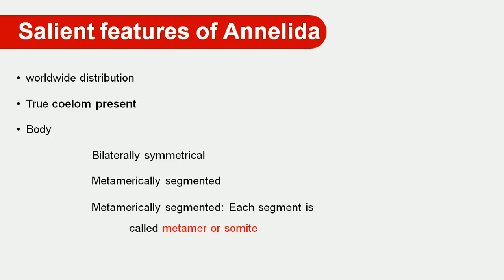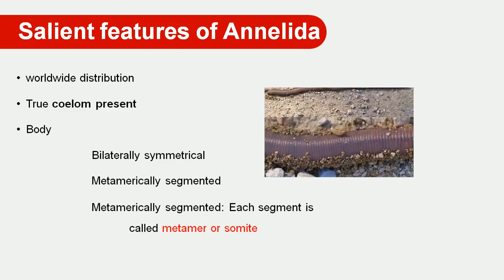This is the body structure we can observe in the Annelida animal. Look at the picture. Here the body is properly visible, the whole body, and the visualization increases. We see that each ring is connected together, bilaterally symmetrical and metamerically segmented, and this segment is also known as the somite or metamer.